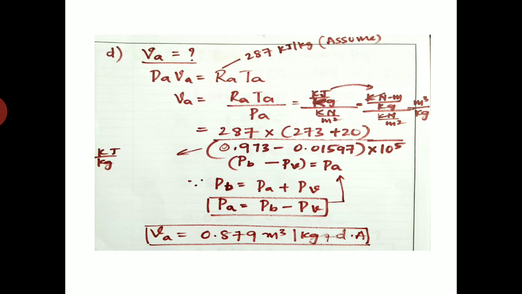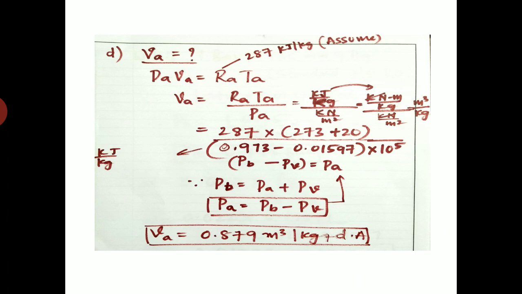That is, R_A will be 0.2, that is 287 kilojoules per kg, into T_A, that is 273 plus 20, divided by P_A. According to Dalton's law, total pressure is equal to the dry air plus the water vapor. I have written there, so P_B is equal to P_A plus P_V. It is by Dalton's law.